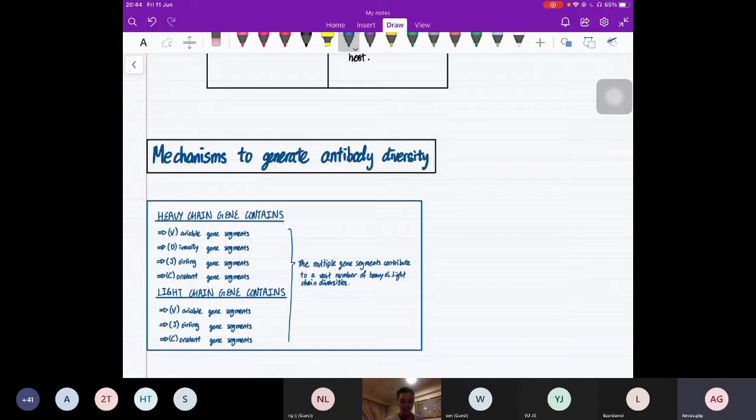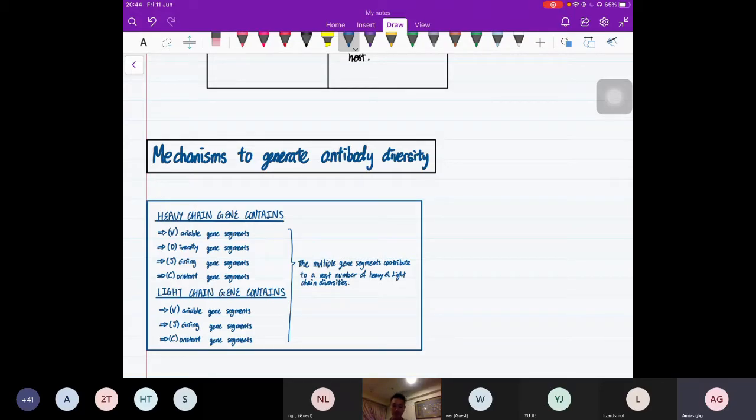Now we're talking about the mechanisms to generate antibody diversity. There are three mechanisms, and you have to know all three by heart. It seems really daunting that there are three, and the idea of antibody diversity seems daunting, but it's really, really simple if you properly understand it.